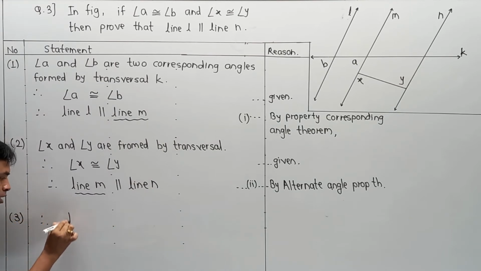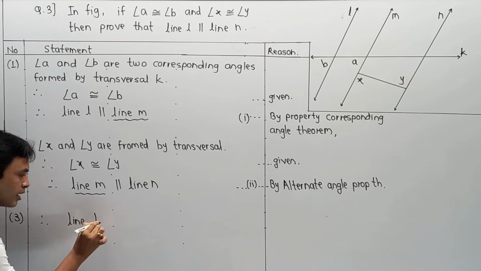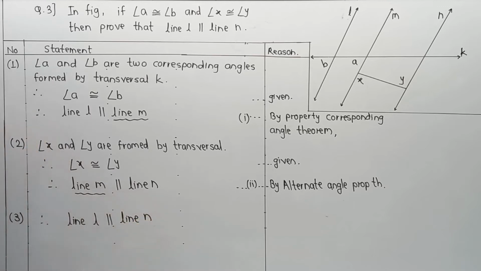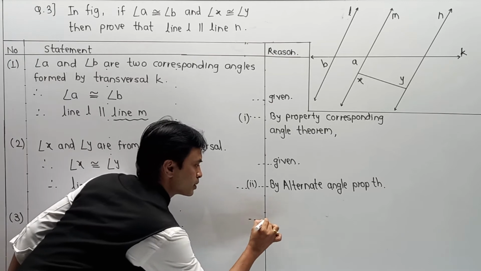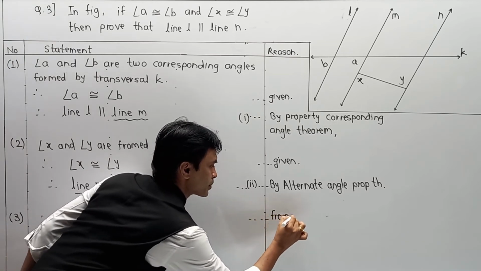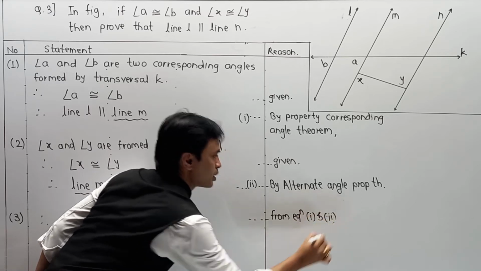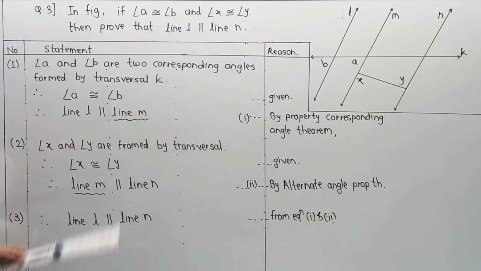therefore line L is parallel to line N, and we can write the reason: from equation 1 and 2. So in the reason, write from equation 1 and 2, and in this way you are supposed to write the answer.